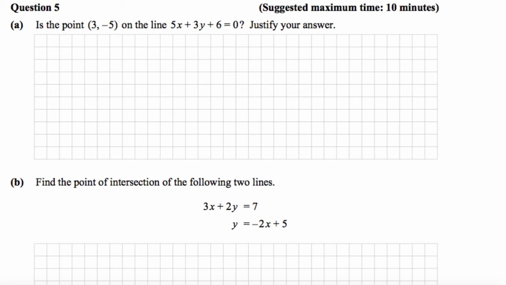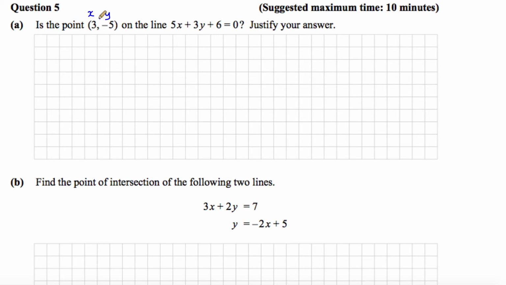So this is the 2016 Junior Cert Higher Level Paper 2, and we're looking at question number 5. Part A: is the point (3, -5) on the line 5x + 3y + 6 = 0? And then we have to justify our answer. Well, points have an x part and a y part. Every coordinate has an x coordinate and a y coordinate.